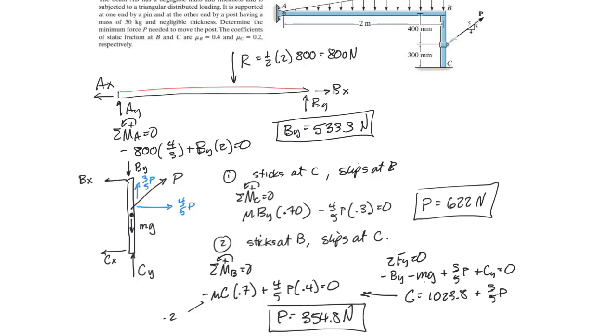Okay, so then you compare the answers. Which one happens first? What is most likely to happen? Well, clearly, this is the lower amount, so that's going to happen before this one does. So we declare that this one is the winner, and that's what happens. It slips at C first.